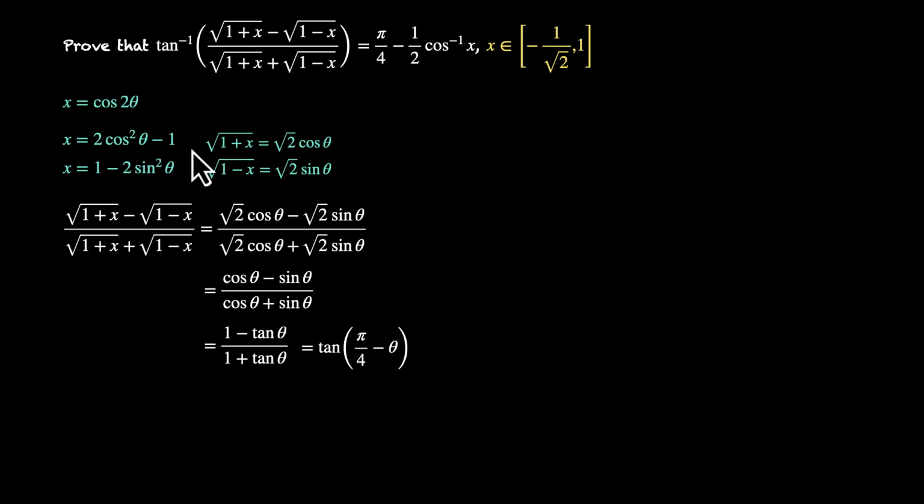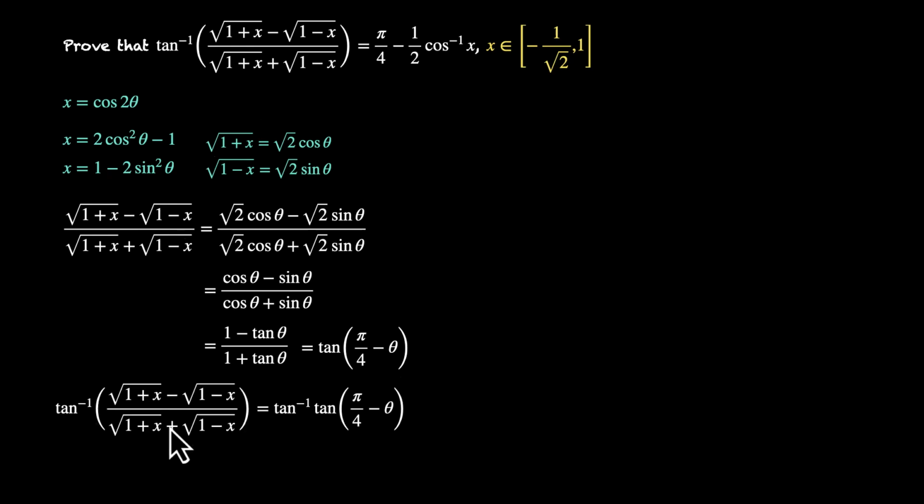Now we're ready to cancel. Taking tan inverse of all of this, that becomes tan inverse of tan of pi by 4 minus theta. Tan inverse and tan cancel out. We have pi by 4 minus theta. And what's theta? X is equal to cos 2 theta. So if we take cos inverse, we have cos inverse x equals 2 theta, which means theta is half of cos inverse x. So we can plug this here. This becomes pi by 4 minus half of cos inverse x. And this is the right hand side. Hence we have proved what we wanted to prove.